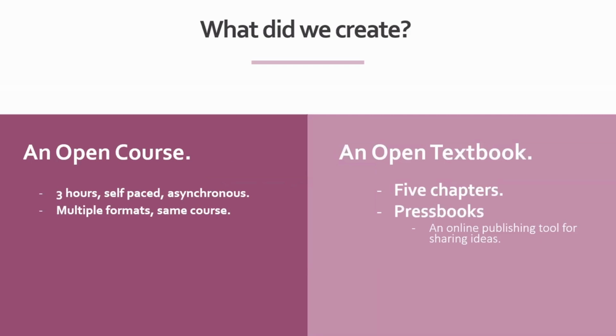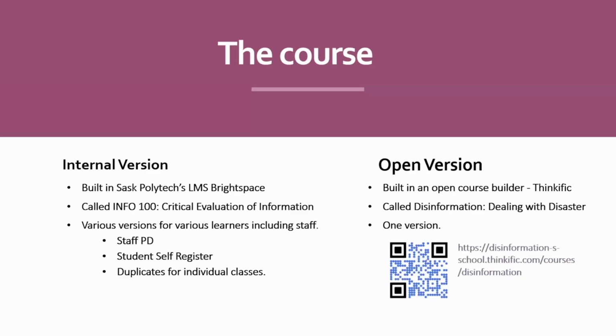So you might be wondering, what did we create? We created essentially 2 open education resources. The first resource is an open course, and it has several formats, but it's always the same course. The next thing we created is an open textbook, which exists in Pressbooks. So first, let's talk about the course. The course has 2 versions, but within those versions, there's even more versions.